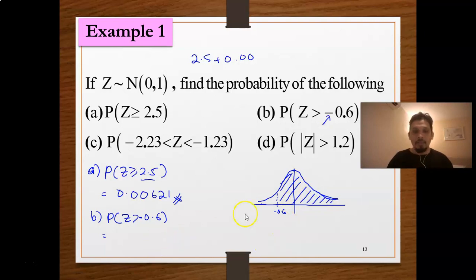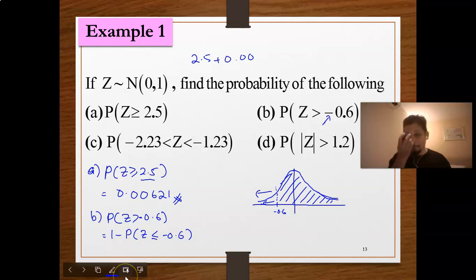So the whole area from negative to positive infinity is equal to 1, minus the area on the left side of this, the area without the line of the blue line here, which is the probability of Z less than or equal to negative 0.6. Now look at this one here. What if I turn the area on the left side to the right side?